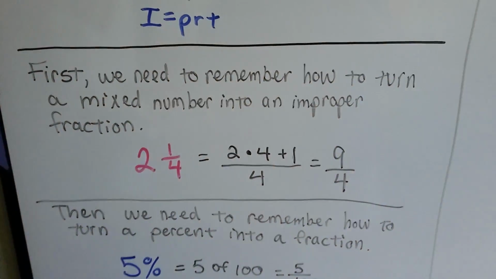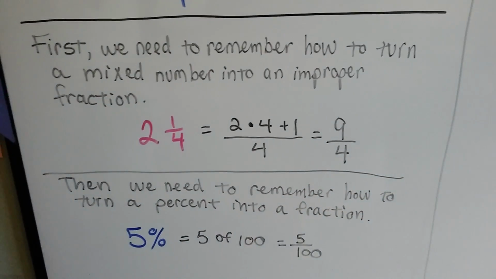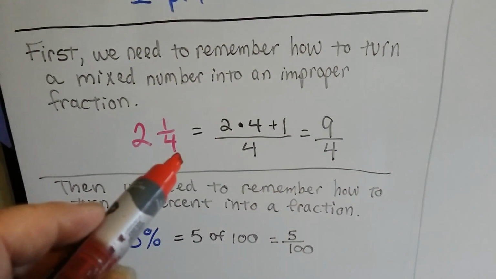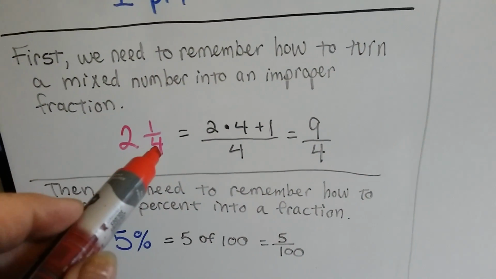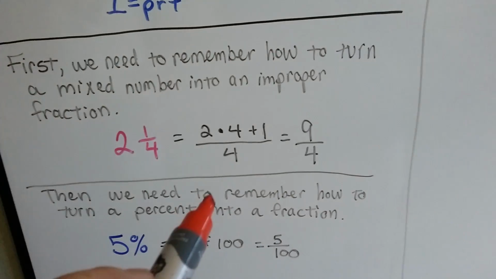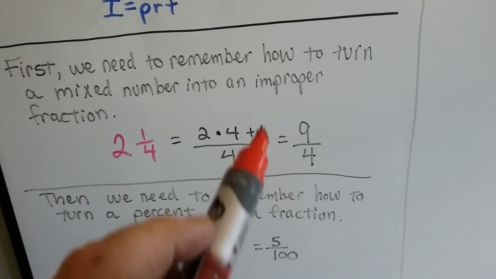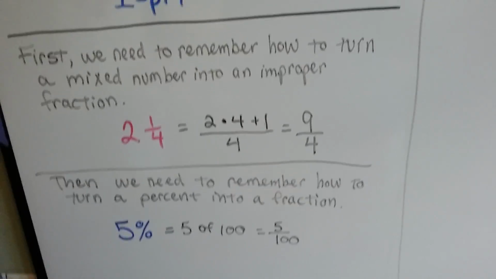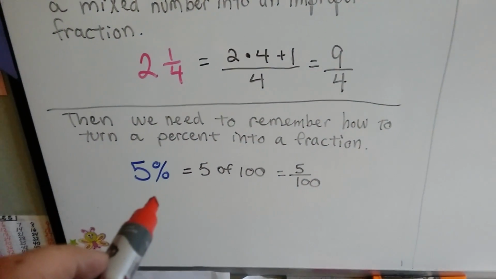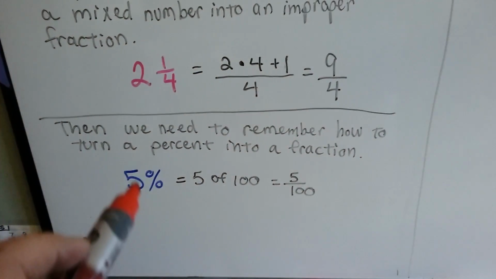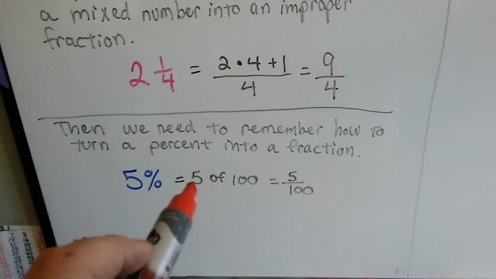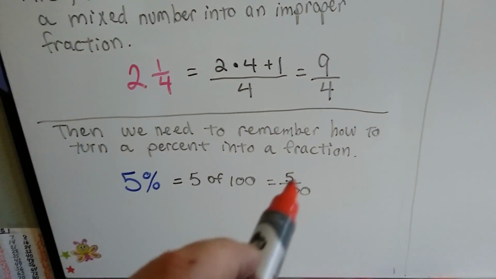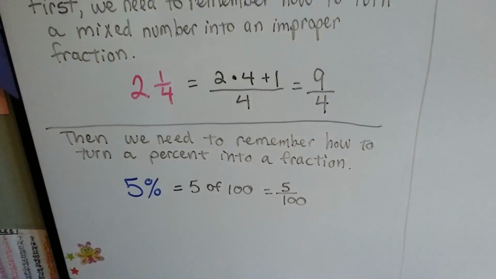The first thing we need to remember is how to turn a mixed number into an improper fraction. 2 1/4, we multiply the whole number by the denominator and add the numerator. We get 2 times 4 plus 1, and we put this over the original denominator. So we have 9 over 4. Then we need to remember how to turn a percent into a fraction. 5% means 5 out of 100, so that's 5 over 100, okay?